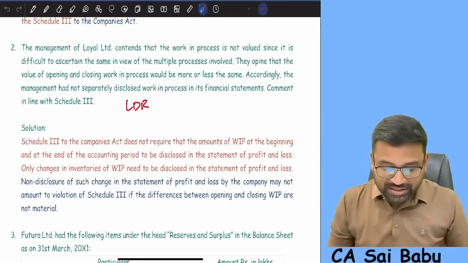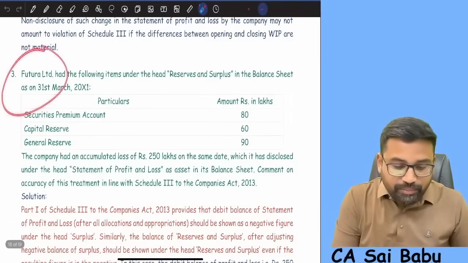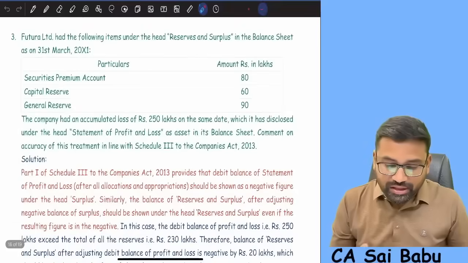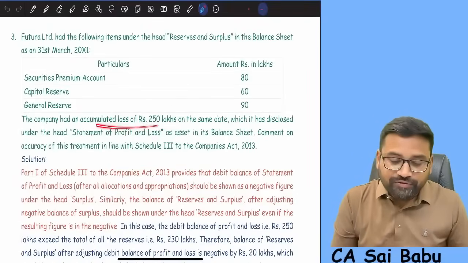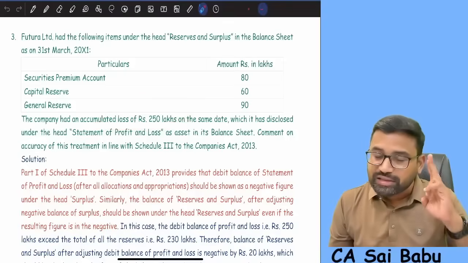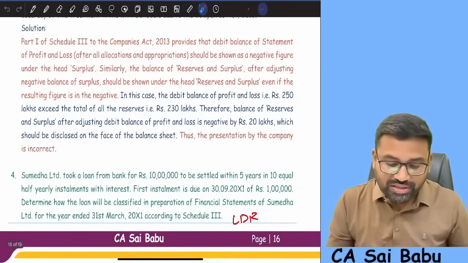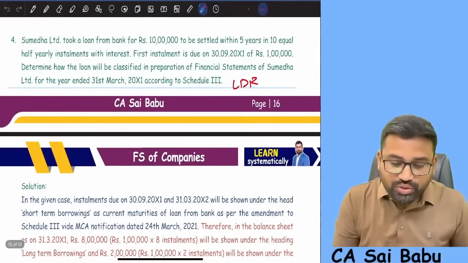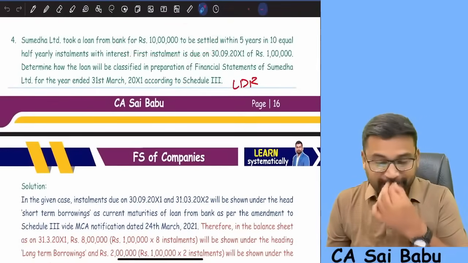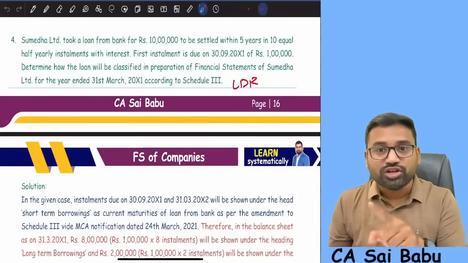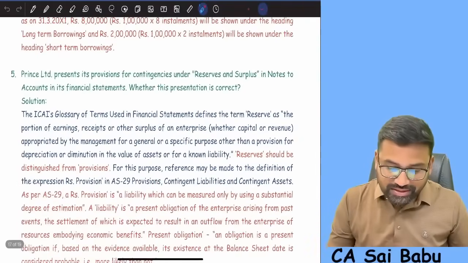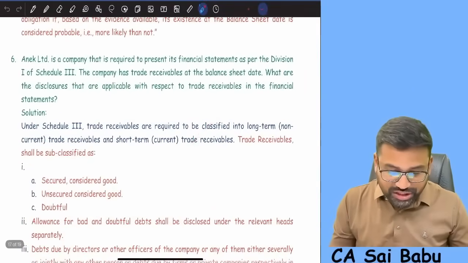Only the change is sufficient. And in practical question number 3, this company has a loss of 250 lakhs in the P&L account and they want to show this on the asset side. Is it correct? No. As per Schedule 3, if your P&L account has a loss balance, then also it has to be shown under the head Reserves and Surplus with a negative balance. And this question is relating to classification of liabilities, sir. Just now I told you, any current maturities of long-term debt will be classified as short-term borrowings, not other current liabilities.